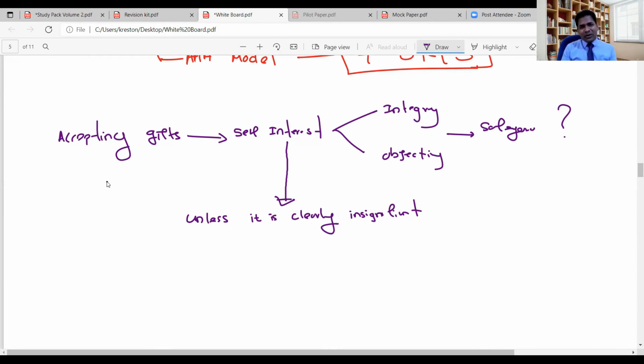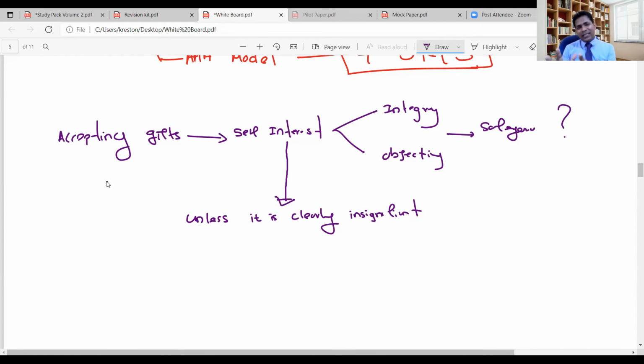But the code says that if you are getting something clearly insignificant, let's say you go for the audit of a company and you are given a pen. I take one example. You have gone for the audit of a Rainco umbrella company in Kadugannawa. And when you finish the audit and come back, it is a rainy day and you don't have an umbrella, and the accountant gives you an umbrella to keep on a rainy day. It can also be categorized as a gift.